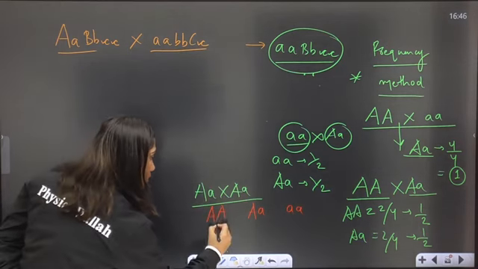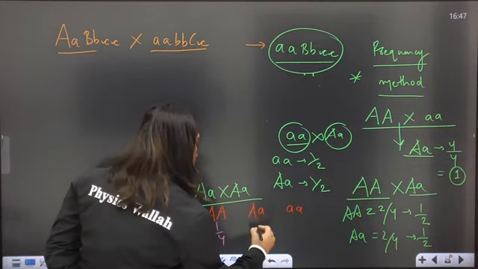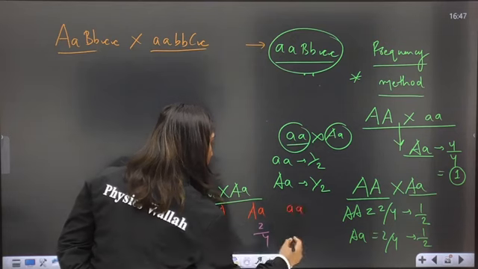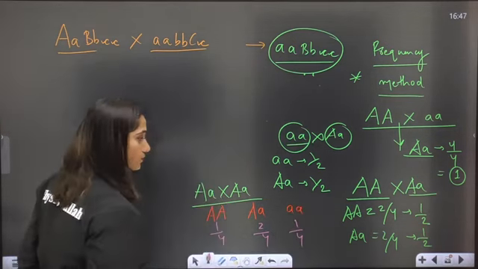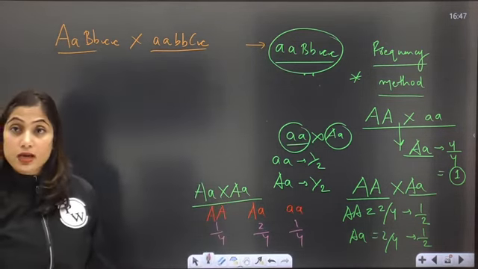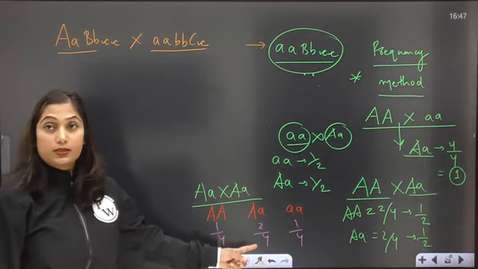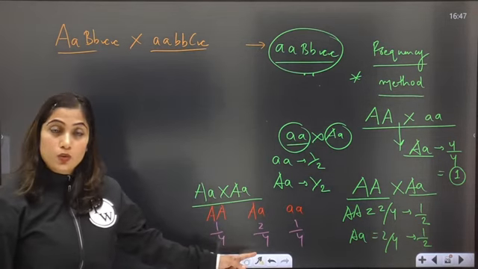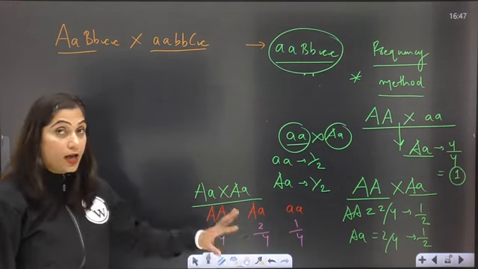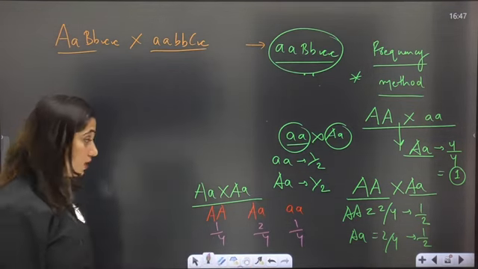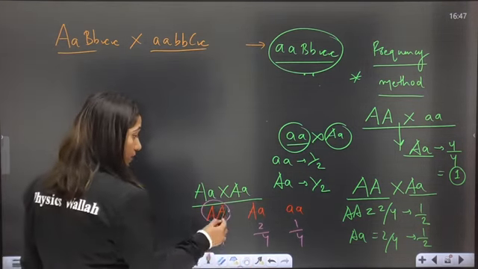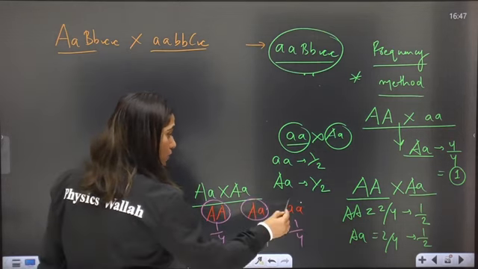Capital A, 1 by 4, capital A, small a, 2 by 4, and small a, 1 by 4. Okay, beta, I will not simplify this 2 by 4 to 1 by 2. Why? Because here there are not 2 chances. There are 3 chances: capital A, small a, and small a, small a.